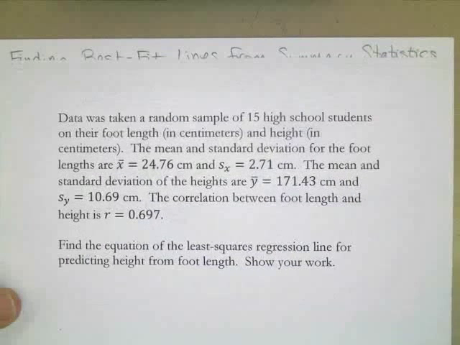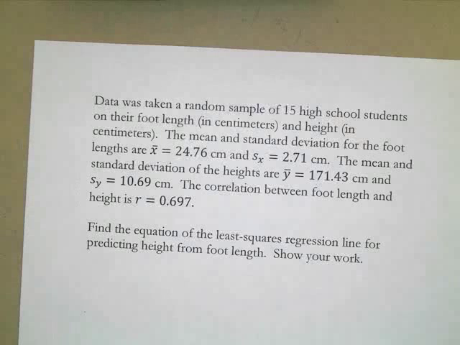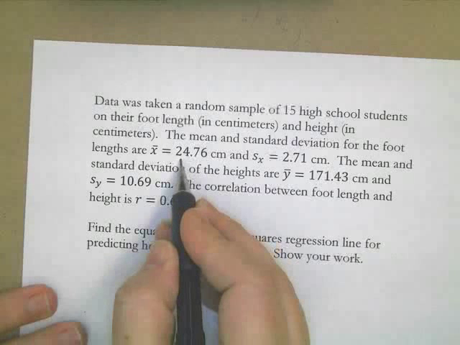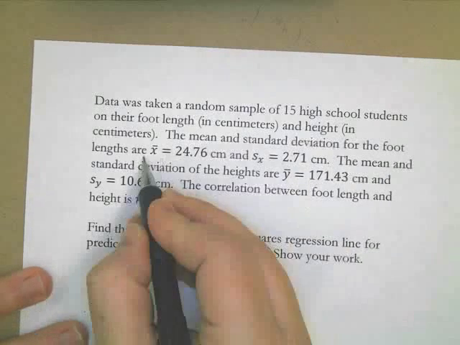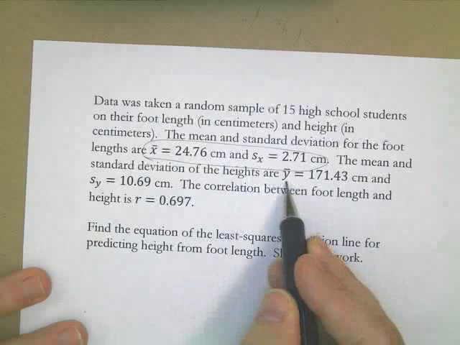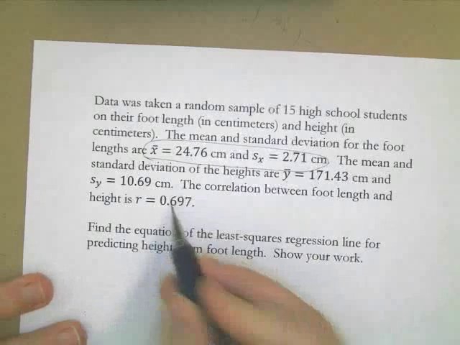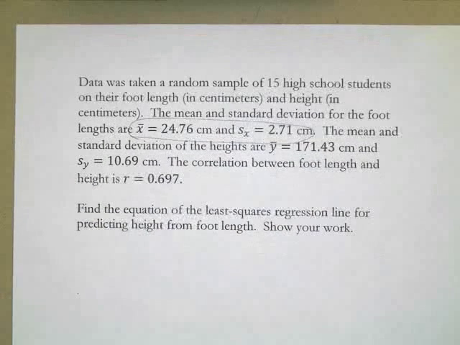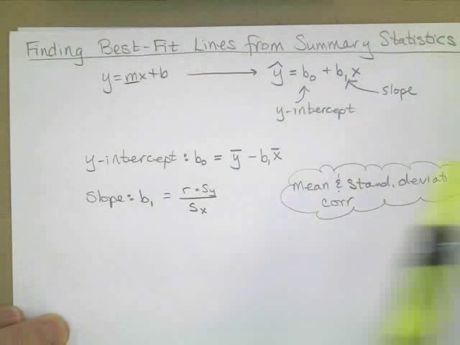Data was taken at a random sample of 15 high school students on their foot length in centimeters and height in centimeters. The mean and standard deviation for the foot length are 24.76, and the standard deviation is 2.71. So I'm going to need that information. The mean and standard deviation for the heights are the y is 171, and then 10.69, and the correlation is here.